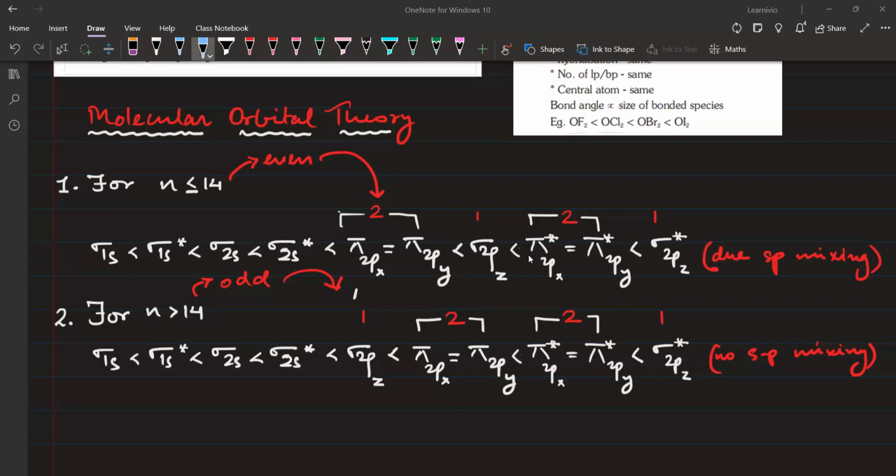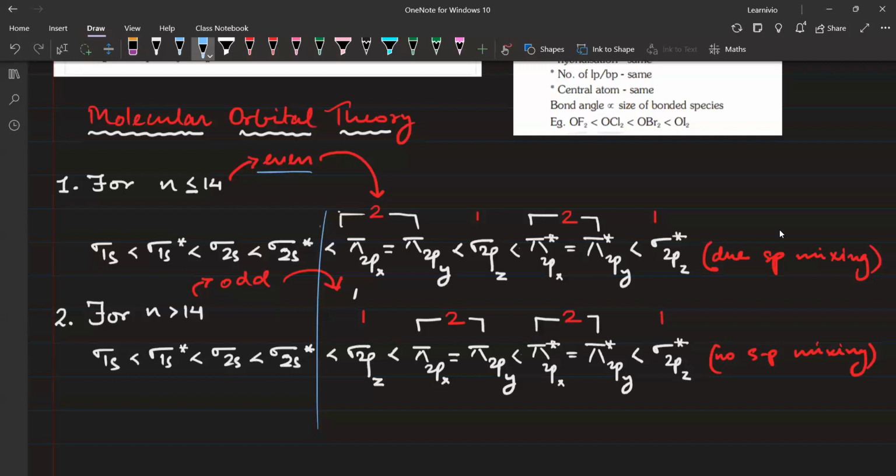That is the case for one set of electron counts. To remember it, look: sigma 1s, sigma 1s star, sigma 2s, sigma 2s star, sigma 2pz, pi 2px, pi 2py, pi star 2px, pi star 2py, sigma star 2pz. Remember, it is exactly the same. When n is equal to or less than 14, 14 is even, so remember 2, and fill like 2 1 2 1 2 1 2 1 2 1 2 1. When n is greater than 14, say 15, remember 1 2 2 1.